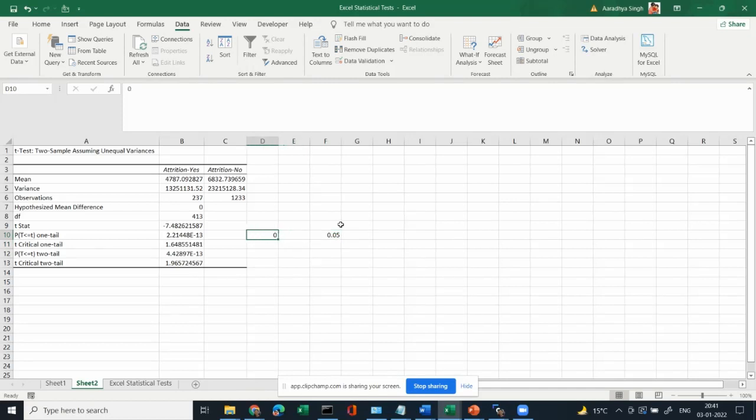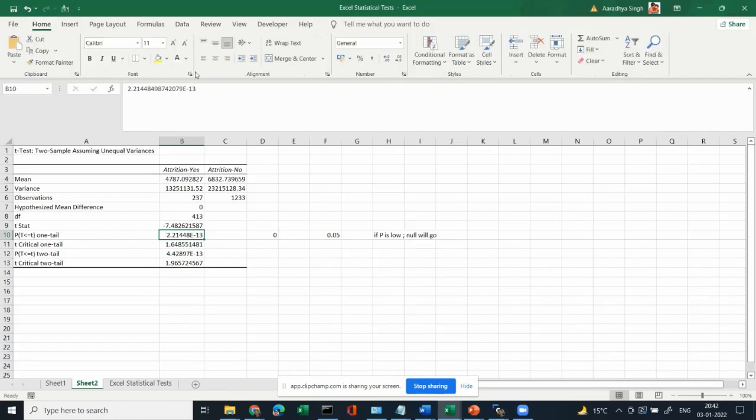So if my actual p from the test is less than the alpha, if p is low, null will go. This is the rule, right? This is the rule that we followed in all our videos. If p is low, null will go. The p that you get from the test, you compare it with the p that you have taken to run the test, the alpha that you had taken, which is 0.05. Because this value is less than 0.05, we will say p is low and hence null will go.